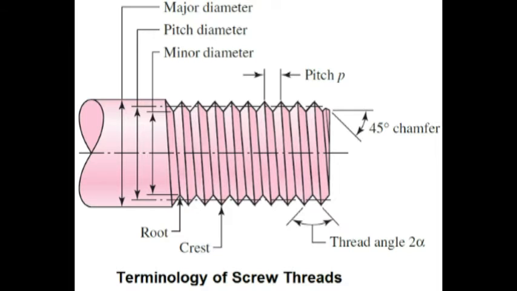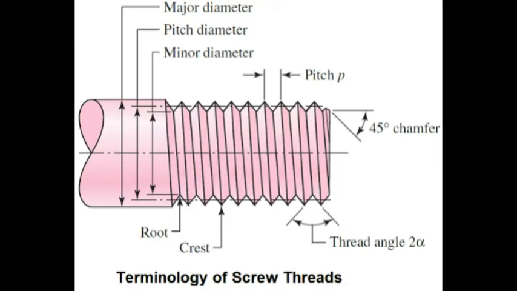Now pitch. The distance measured parallel to the axis from a point on a thread to the corresponding point on the next adjacent thread is called the pitch of the thread. I hope everyone understands this.